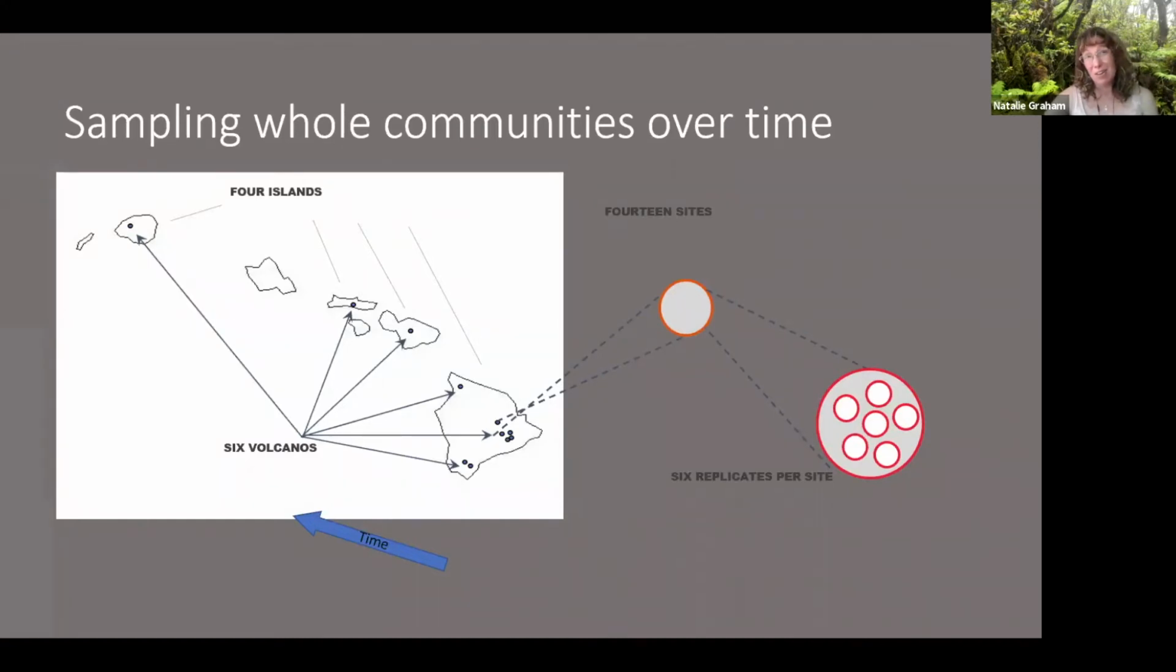So when we go back to our sampling design here, we see that we're sampling these whole communities over time. As I outlined, we had 14 different sampling sites. Within each site, we had these smaller white circles, which are the replicates. Each of those replicates is like a subsample of the community, and we can look at whether each of those replicates contains the same species or different ones, and that would get at the turnover, or whether those species are actually on top of each other or not.